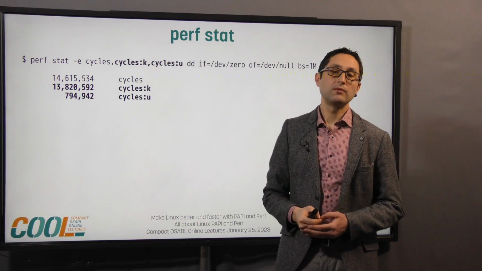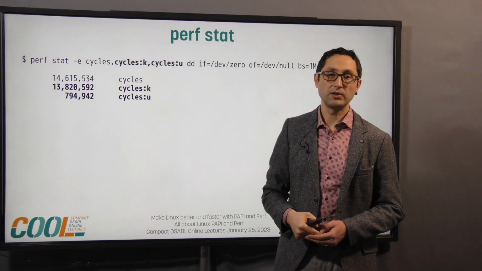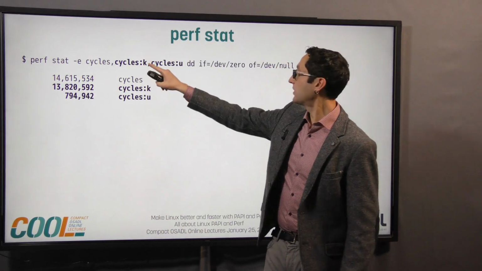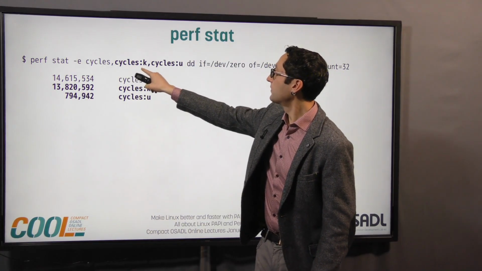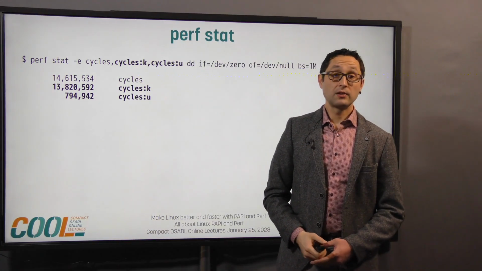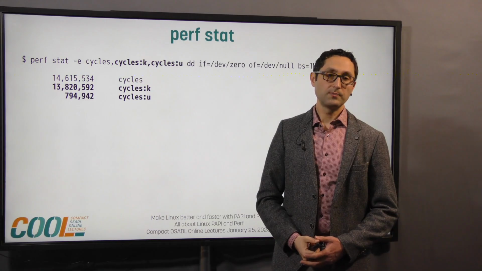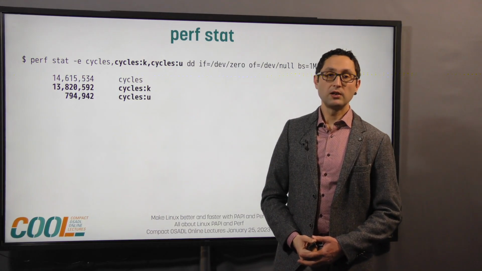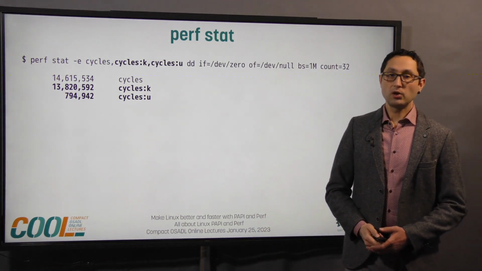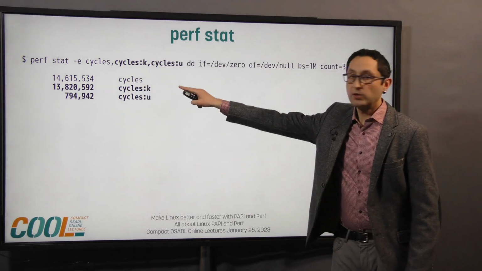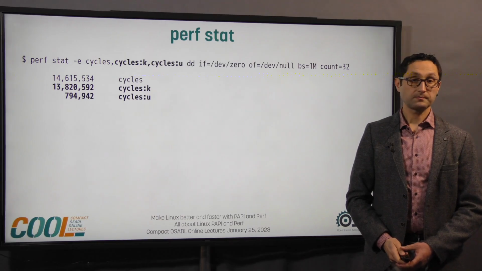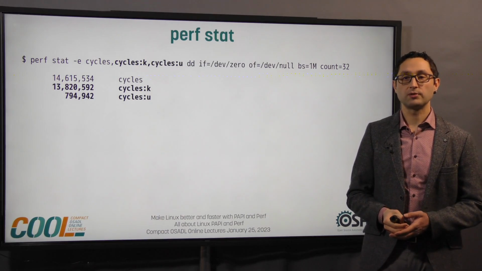we might be interested in which context these cycles are being spent. And this is what we can do with the colon. So if we just type cycles colon k and cycles colon u right here, perf would tell us the cycles that have been spent in the kernel and the number of cycles that have been spent in the userland. So just with this simple extension of the command, we already know where most of the cycles have been spent. And obviously, we spend most of the time in kernel space. And so that's already quite some interesting information.